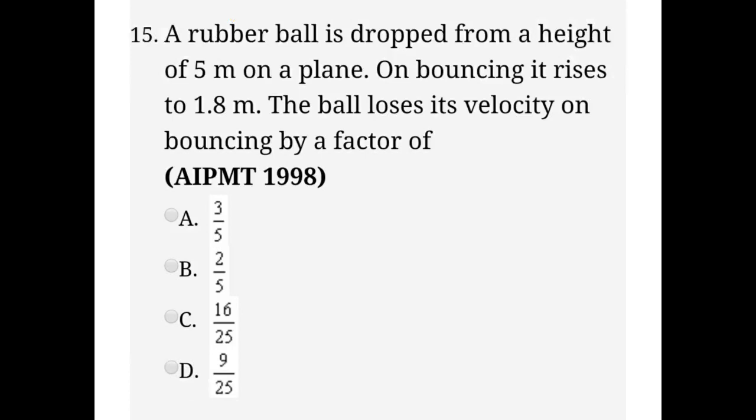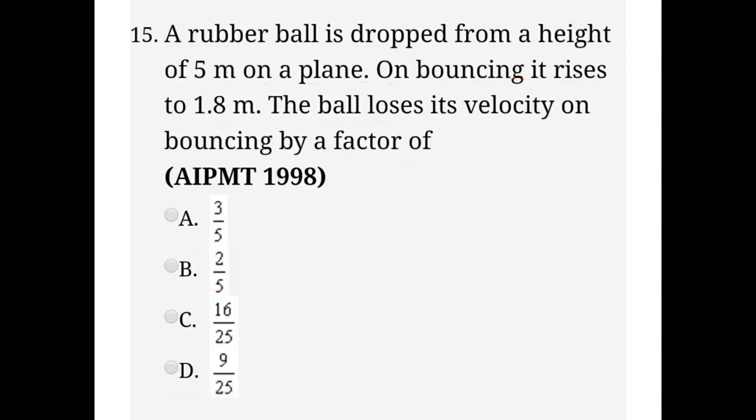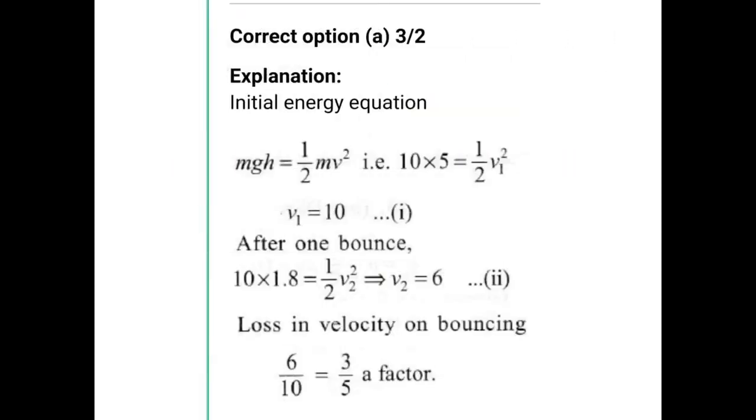Question number 15. A rubber ball is dropped from a height of 5 meter on a plane. On bouncing, it rises to 1.8 meter. The ball loses its velocity on bouncing by a factor of option A 3 by 5, option B 2 by 5, option C 16 by 25, option D 9 by 25. The answer for question number 15 is option A 3 by 5. It is not 3 by 2. You please note down it. Here 3 by 5 is the correct answer.